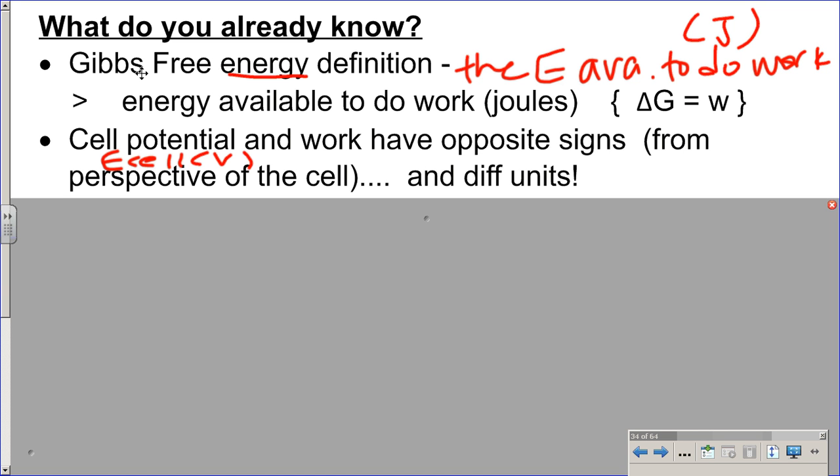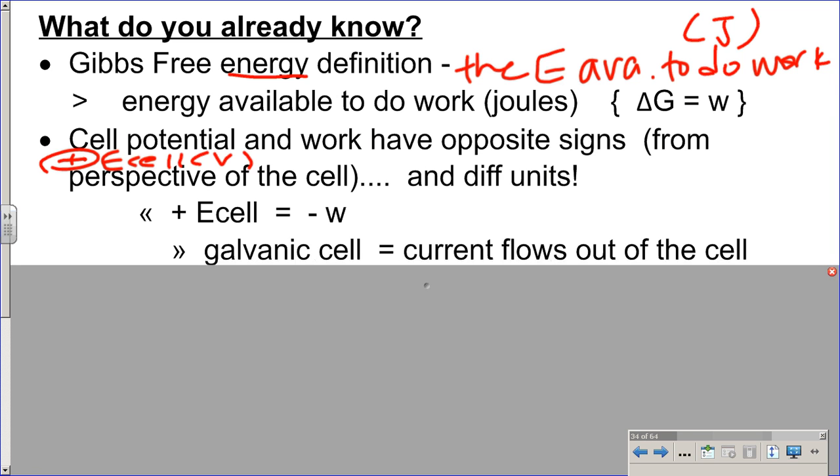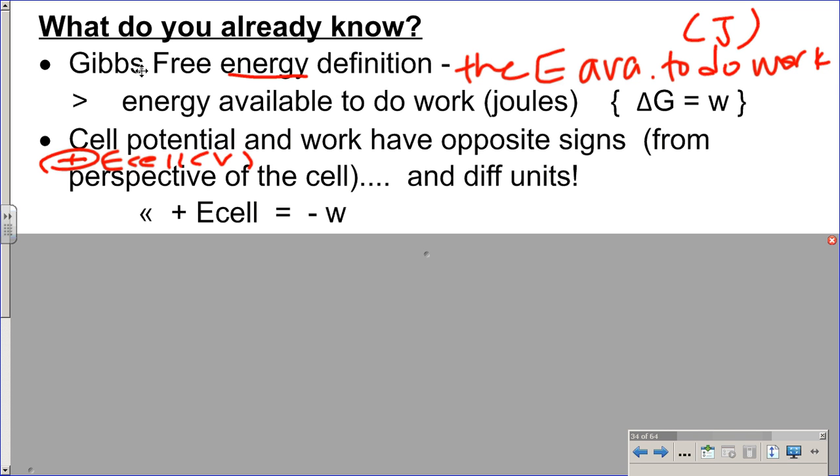Anytime we're talking about a galvanic cell, we say it has a positive E cell. Anytime we're talking about work done, it's usually work done on the surroundings. So that's when we have a negative W. A negative W means the system has lost that work, has lost that energy. That's going back a little bit to thermochemistry and thermodynamics. So positive E cell equals a negative work.